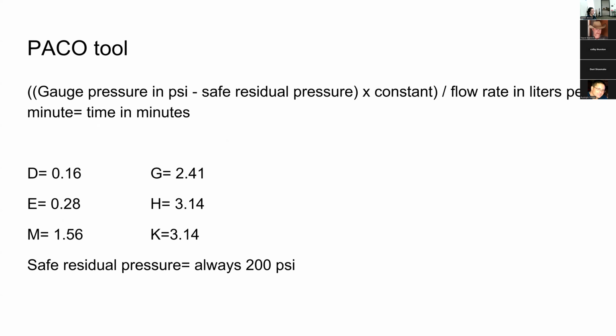So how much liters per minute you're giving your patient is going to give you the amount of minutes that you have for oxygen. So if you're taking a patient to Denver and you have, say, the gauge on your tank says 1500, you're going to subtract it from 200 and you're going to have 1300.